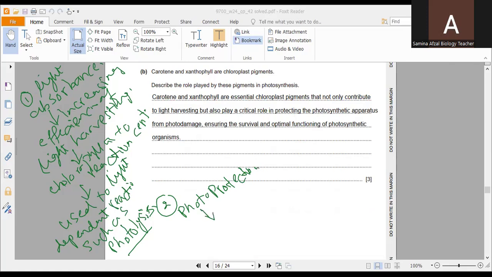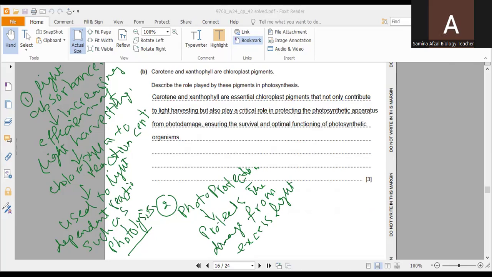Carotenoids, including carotene and xanthophyll, play a vital role in protecting the photosynthetic apparatus from damage caused by excess light energy. Sometimes there is excess light energy, so they protect from the damage caused by it.